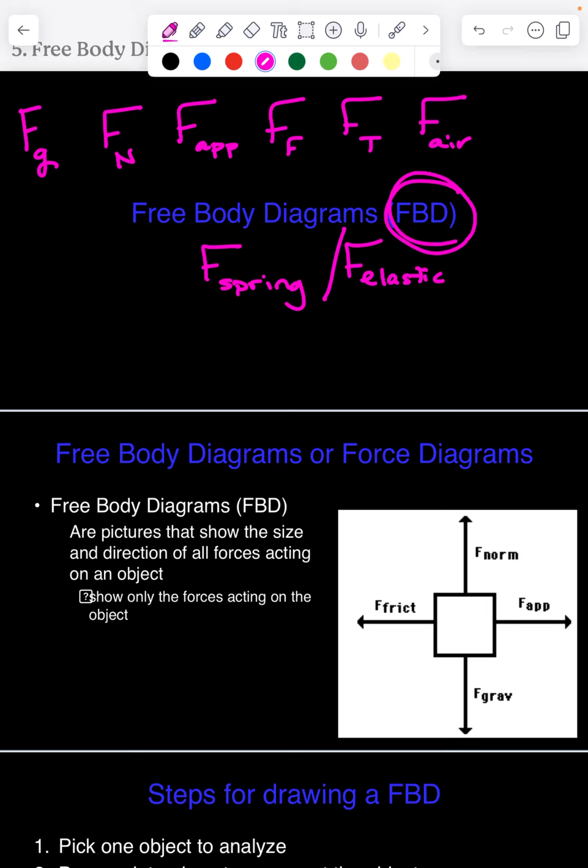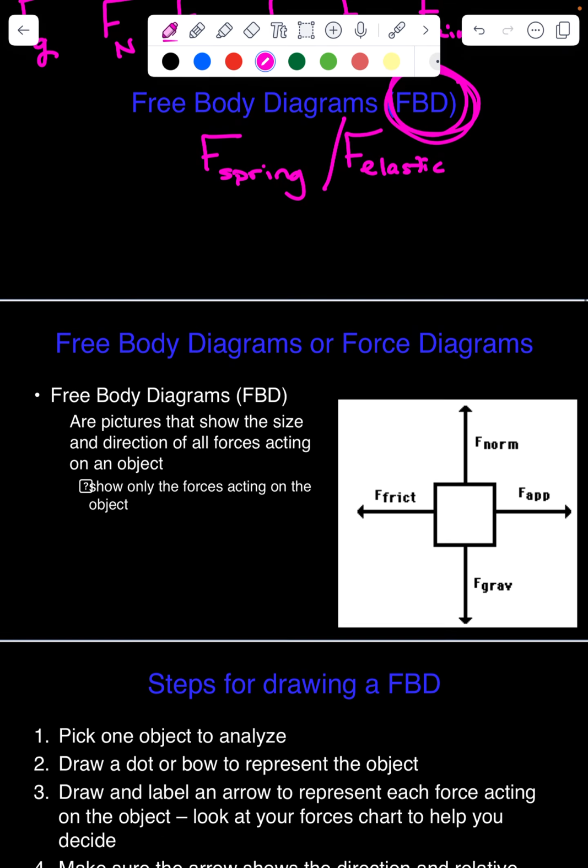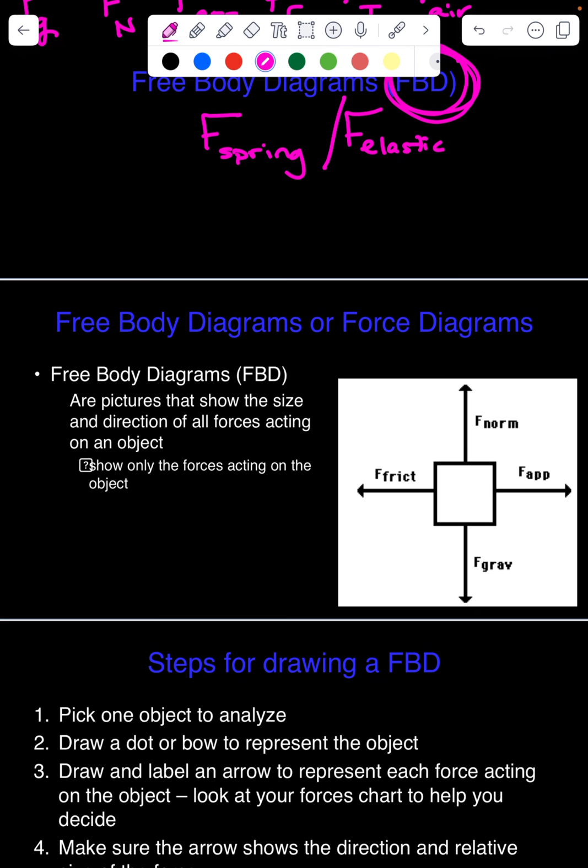Now, I do simplify free body diagrams into FBD. So if you see FBD, that just means free body diagrams. All a free body diagram is just a diagram that shows the forces that are working on an object.